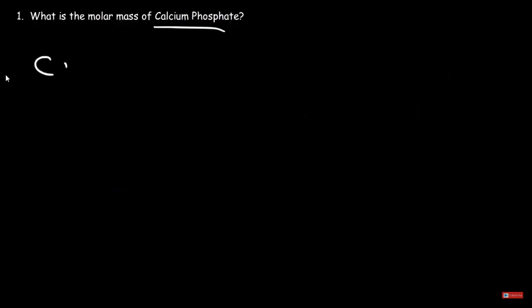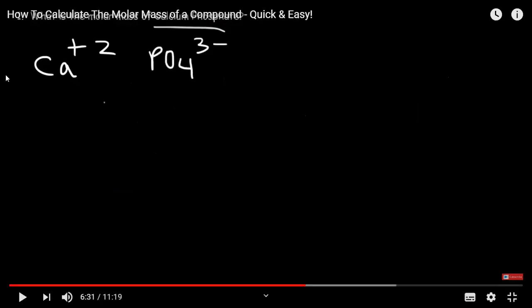So we need to find the charges. Calcium has a positive 2 charge. It's in group 2 of the periodic table. And phosphate is just one of those polyatomic ions you need to know. So after that, who can answer me, Mazen or Abdullah? Who can answer me what is the chemical formula of calcium phosphate?